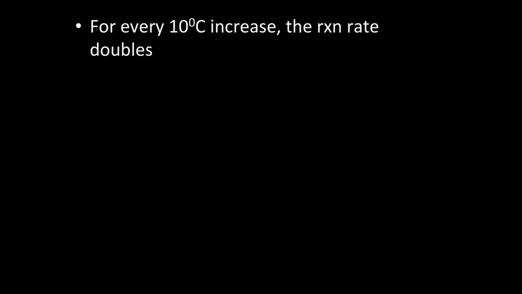As a rule in chemistry, for every 10-degree rise in temperature, the rate of reaction approximately doubles. So that's a general rule in chemistry. Now you might ask, why is that? Well, when you increase temperature, you are essentially increasing the kinetic energy of the system. And if you remember from your physics, kinetic energy means movement.